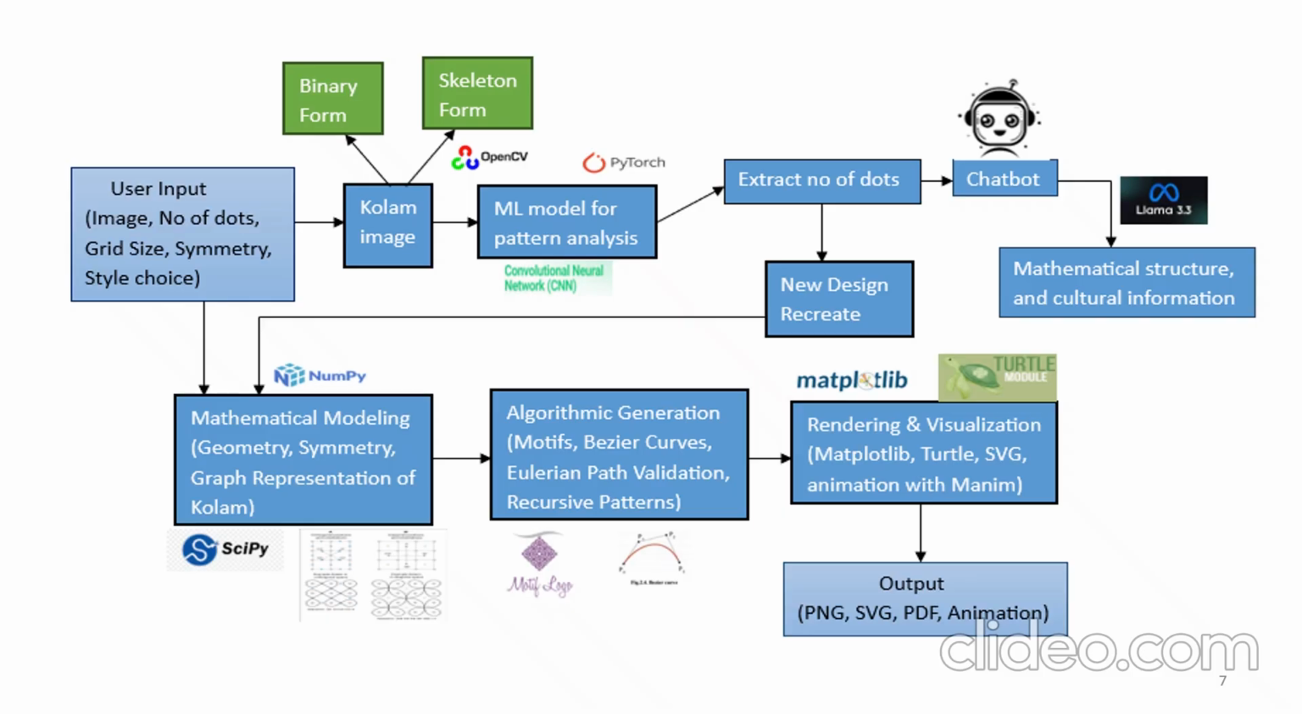Next step is the ML model for pattern analysis. With PyTorch, the ML model analyzes patterns, extracts the number of dots, and validates the structure. It can also help to recreate and generate new column designs automatically.